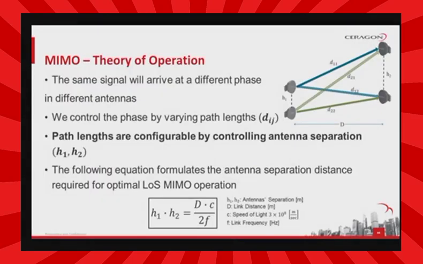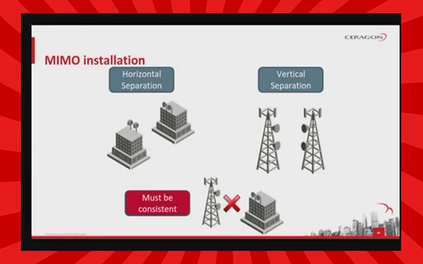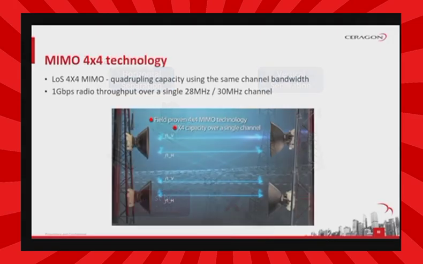The same signal will arrive at a different phase in different antennas. This is controlled by varying the path lengths. Path lengths are configurable by controlling antenna separation, H1 and H2. The following equation formulates the antenna separation distance required for optimal line-of-sight MIMO operation. When performing the installation, we always must be consistent with the separation between antennas at each end, either horizontal or vertical. Line-of-sight 4x4 MIMO is quadrupling capacity using the same channel bandwidth. So we can achieve 1 gigabit per second radio throughput over a single 28 MHz or 30 MHz channel bandwidth.